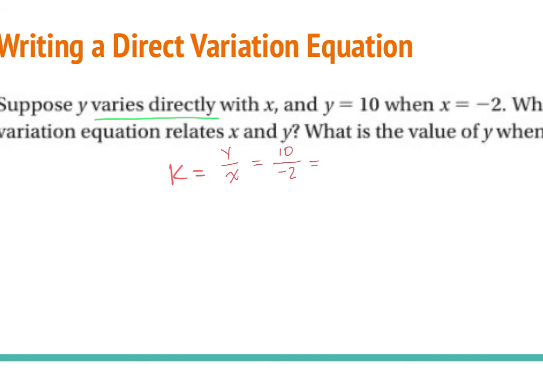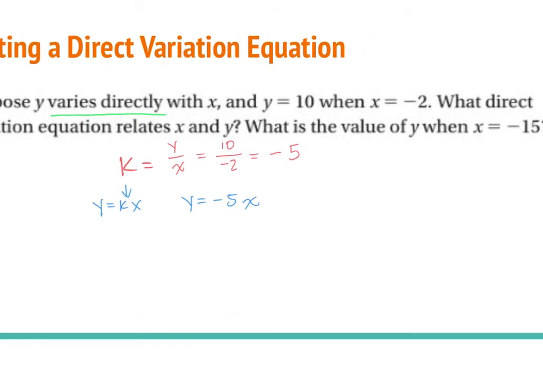Does this simplify? To what, Anderson? Negative 5. Good, negative 5. So k is negative 5. What's my direct variation equation then, in terms of y and x? K equals negative 5x? No, y equals. Y equals negative 5x. Very good, right? Because what we want to write it as is y equals kx, and we know what k is, so we just put negative 5 for k.